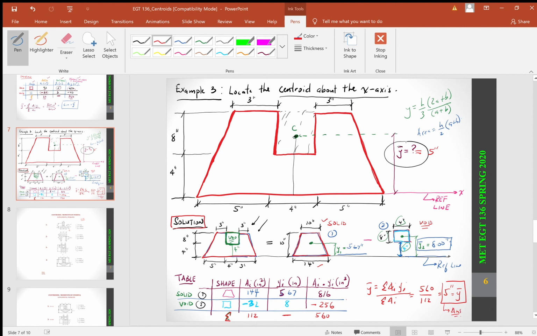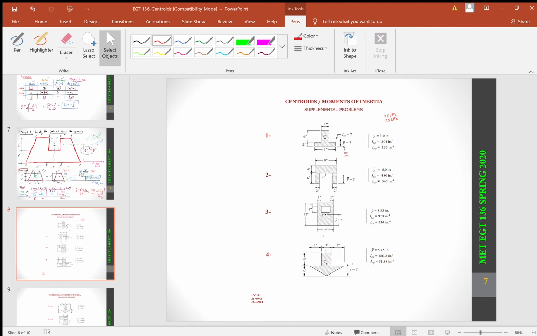I hope this helps. I have quite a few exercise problems I'd like for you to work out. We did this, and we did this as well. I would like for you to do number 3. This is going to be homework. And number 4.